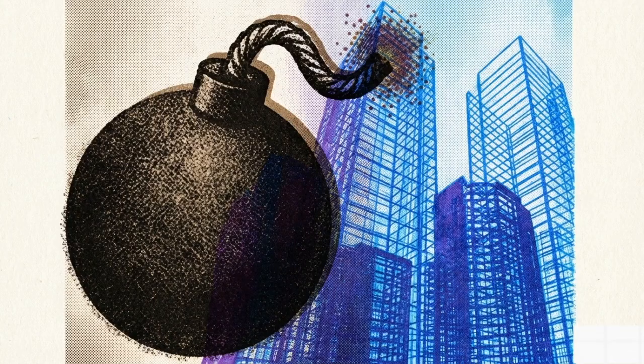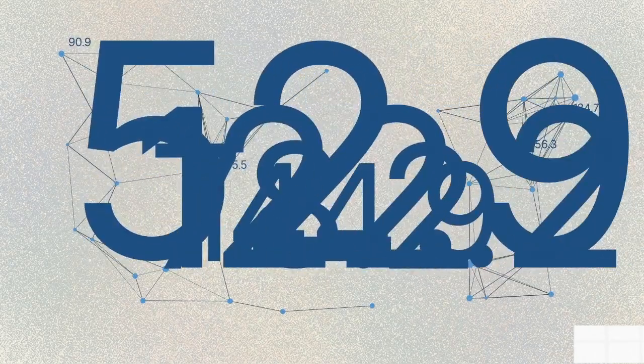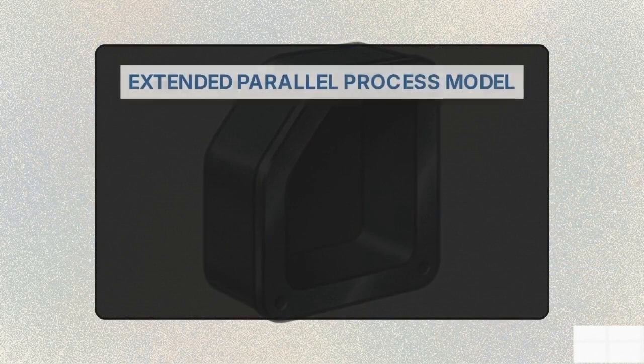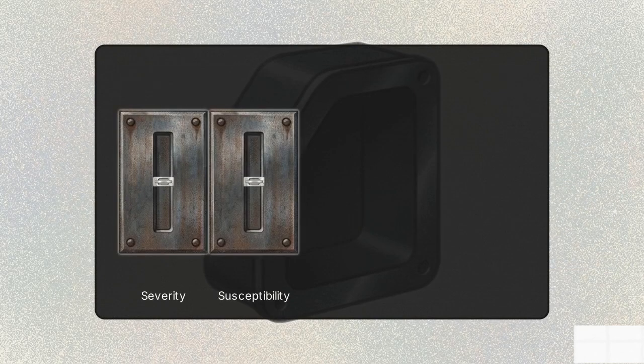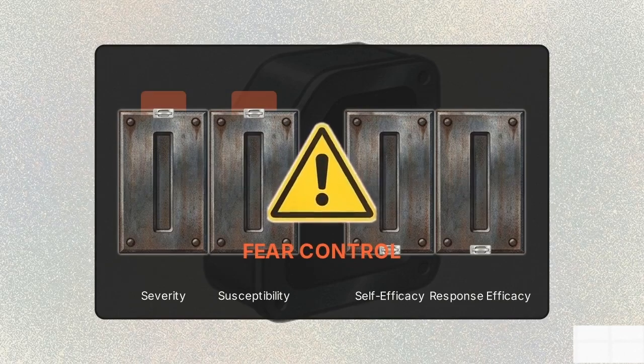The strikes on the World Trade Center stand as the most complex execution of a strategy engineered over a century ago, one we can map, quantify, and reverse engineer using modern psychological models. This control panel visualizes the extended parallel process model. It tracks severity, the magnitude of harm, and susceptibility, its likelihood. Against this, it measures self-efficacy and response efficacy. When threat is high but efficacy is low, subjects enter fear control, triggering panic or submission.